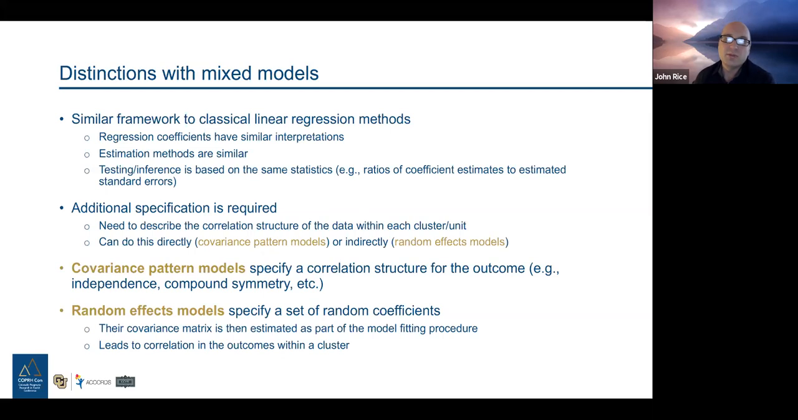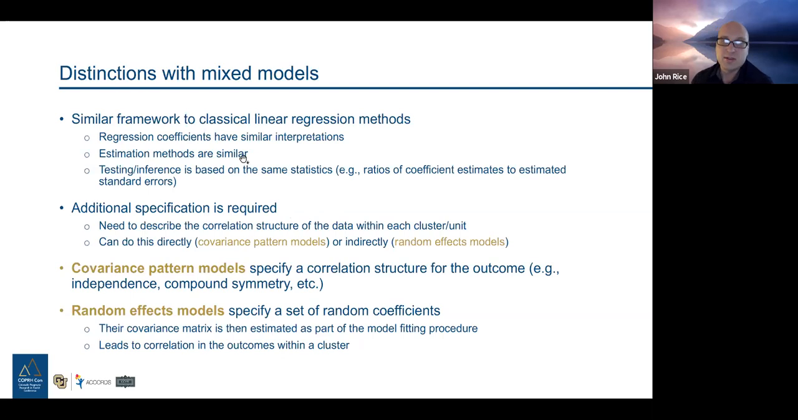So just to point out some comparisons, differences, and similarities between mixed models and classical linear regression methods. It's a similar framework. So the regression coefficients are going to have similar interpretations. So for example, a slope or a covariate effect will be the expected change in the outcome associated with a 1 unit increase in the value of the covariate. That's still going to be essentially the same interpretation with a mixed model.